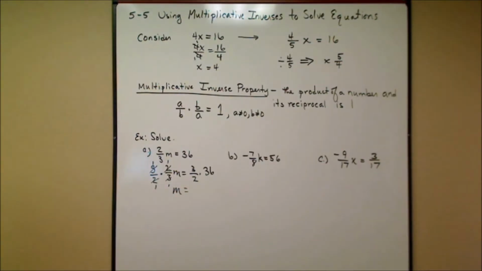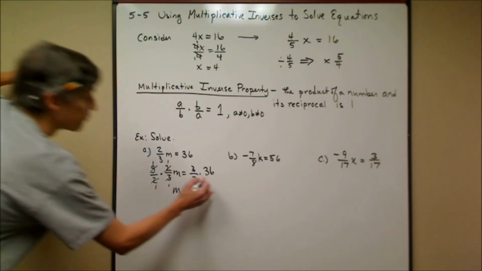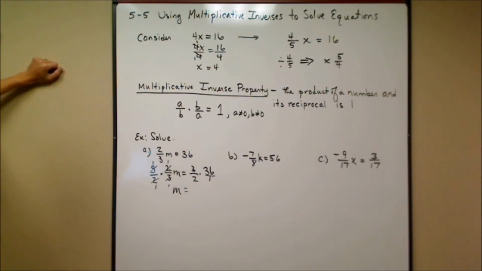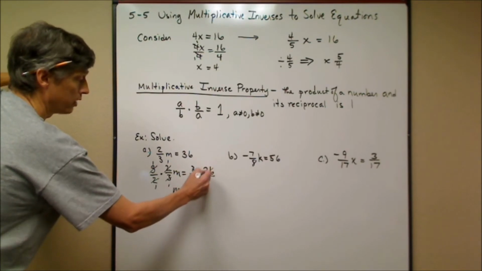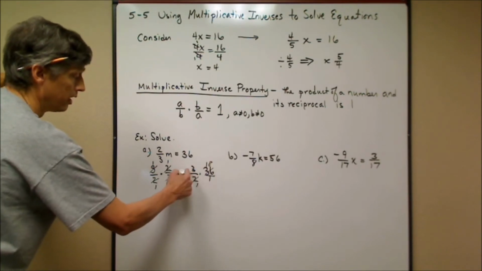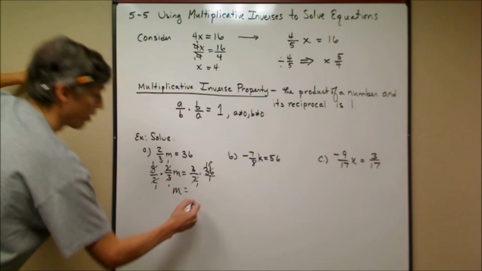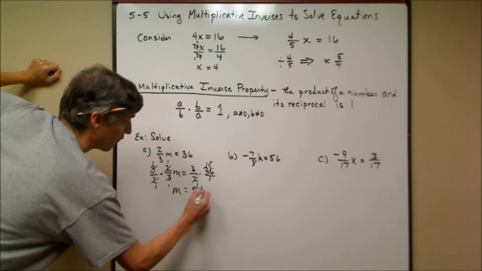However, on the other side of my equal sign, I have 3/2 times 36, and we know we need to put that 36 over 1. And I can cross cancel here a little bit. 2 goes into 2 once, 2 goes into 36 18 times. 3 times 18 is 54, all over 1 is 54.